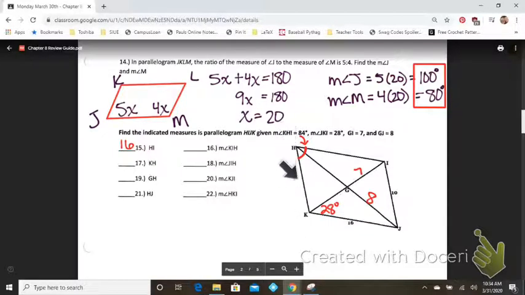KH is opposite IJ. Those have to be congruent. So 10. GH is part of a diagonal. Remember, diagonals bisect each other, so GH and GJ should be congruent. 8. HJ gets a little more interesting. HJ is the whole diagonal there, so 8 plus 8 would give me 16.